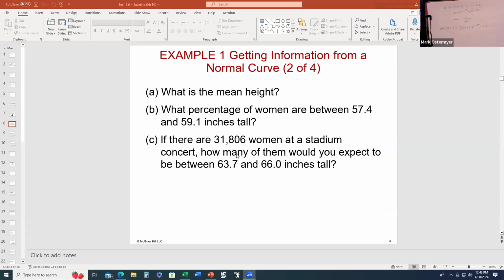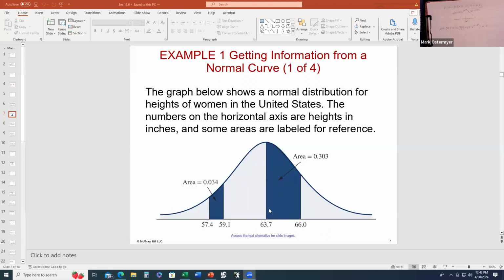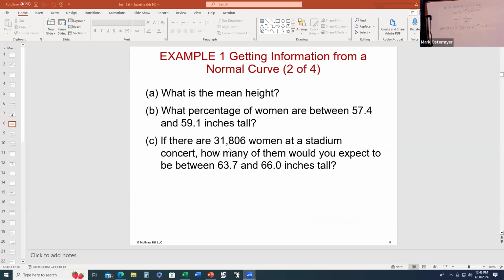Now in C, it says, if there are 31,806 women at a stadium concert, how many of them would you expect to have a height between 63.7 and 66 inches? Well, we would expect about 30.3% of those women to have that height between 63.7 and 66 inches. So in order to determine how many of these 31,806 women have that height within those two values, you'd have to take 30.3% of this.